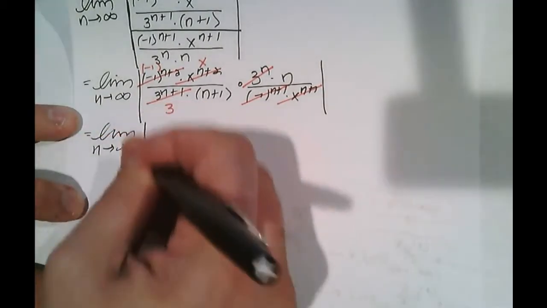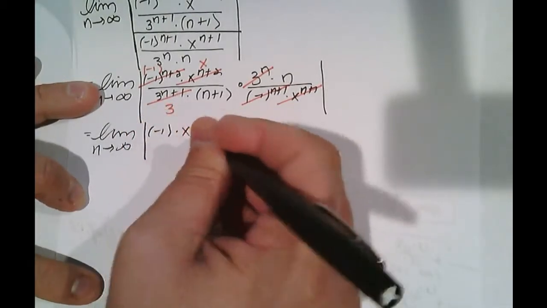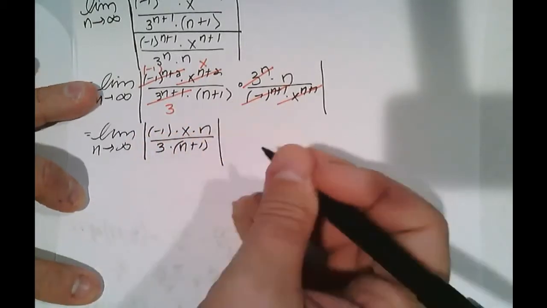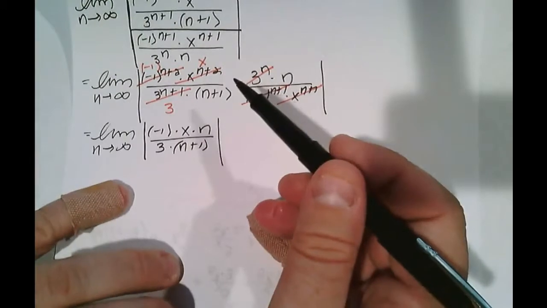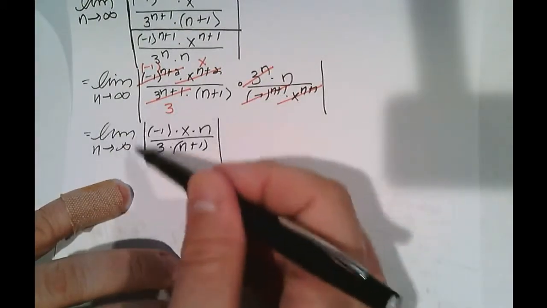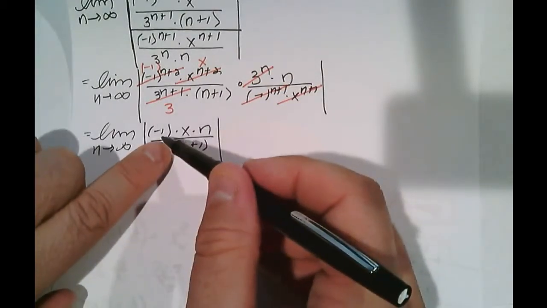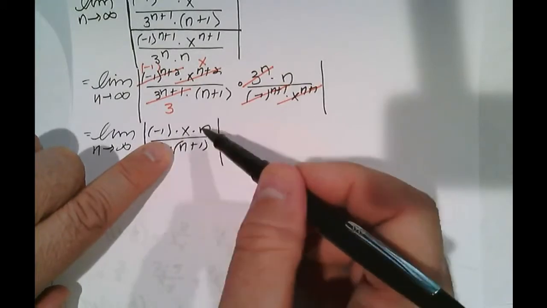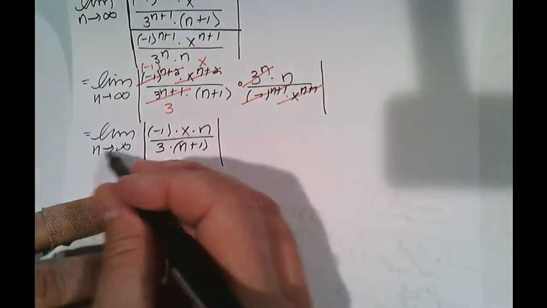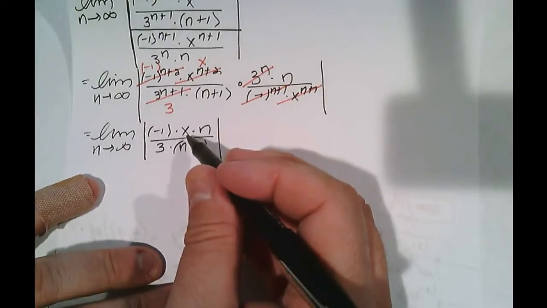as n approaches infinity, the absolute value of negative 1 times x times n divided by 3 times n plus 1. Well, what's happening here? We're taking the limit as n approaches infinity of this expression that's in absolute values. That negative 1 that I'm multiplying by, because it's working in absolute values, is not going to do anything whatsoever. n is approaching infinity. x isn't changing. x is just x.